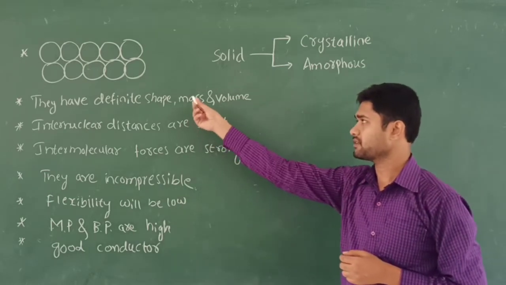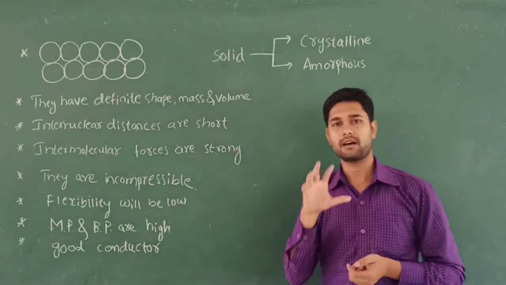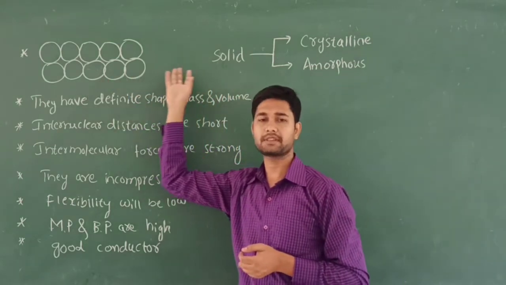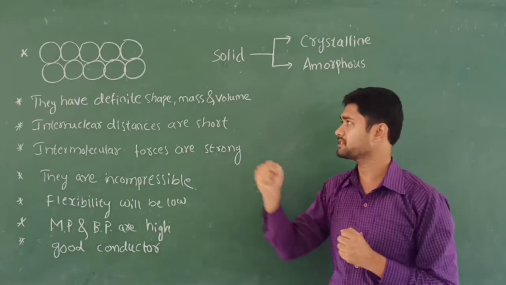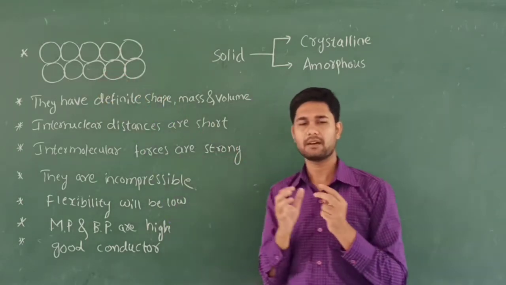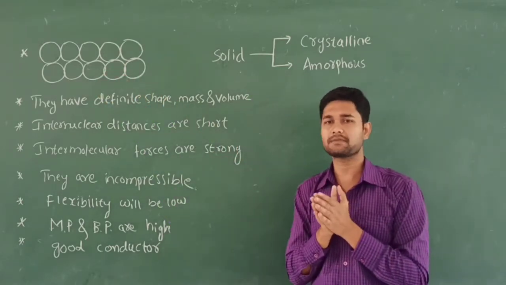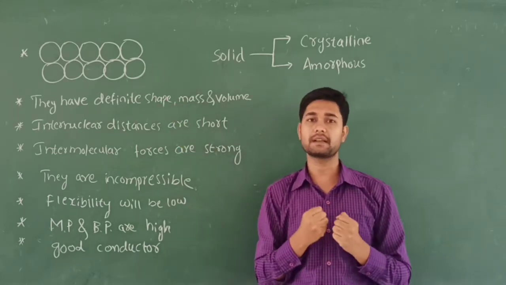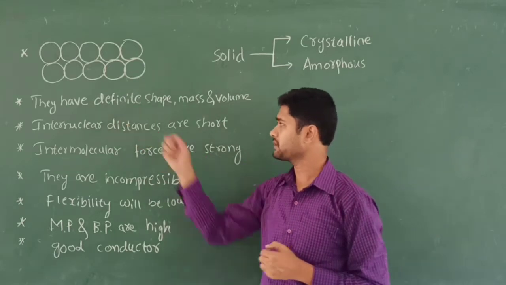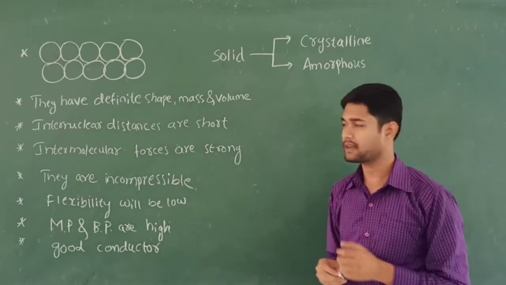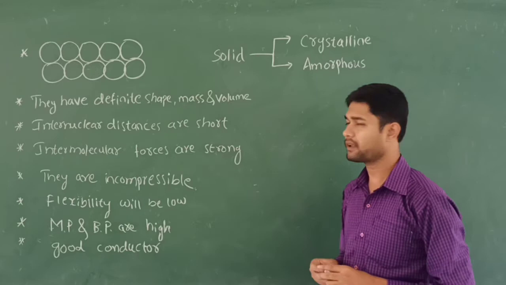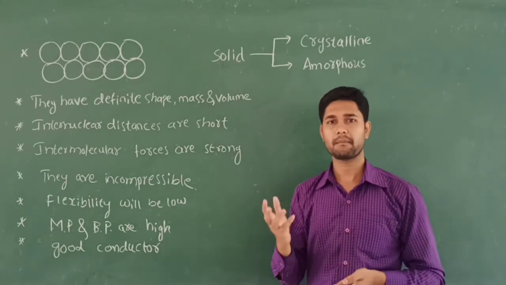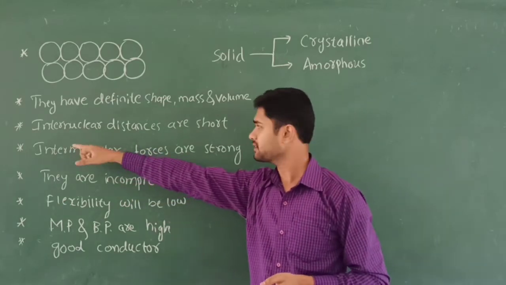The first one, this figure says that the arrangement of the atoms in the solid is very closely packed with each other. They are tightly packed because there is no gap here. It is a very systematic arrangement. The second characteristic tells that they have definite shape, mass and volume. Obviously, they will have some definite shape, volume and mass.